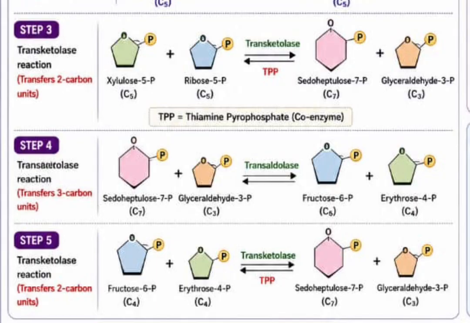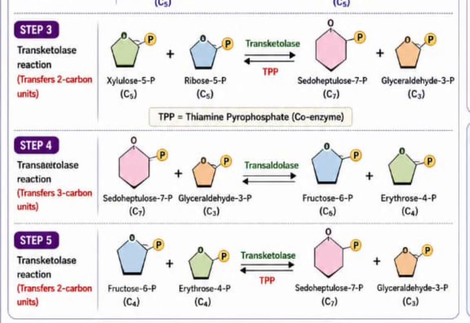Now the next one is the transaldolase reaction. What happens in the transaldolase reaction? In the transaldolase reaction, using transaldolase, you are transferring a 3 carbon sugar molecule. Now 3, not 2 carbon sugar molecule. The 2 carbon sugar molecule is for the transketolase reaction, the 3 carbon sugar molecule is for the transaldolase reaction. So we are transferring a 3 carbon sugar molecule from sedoheptulose.